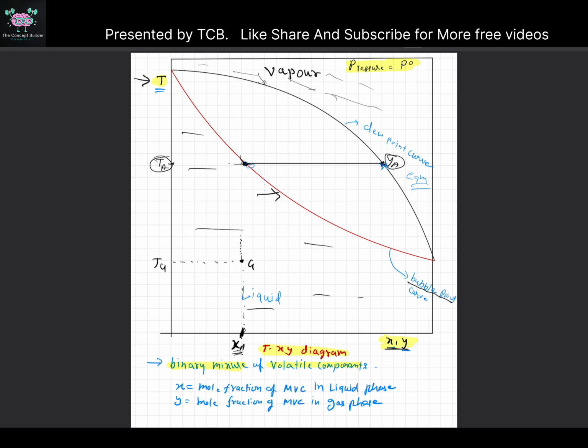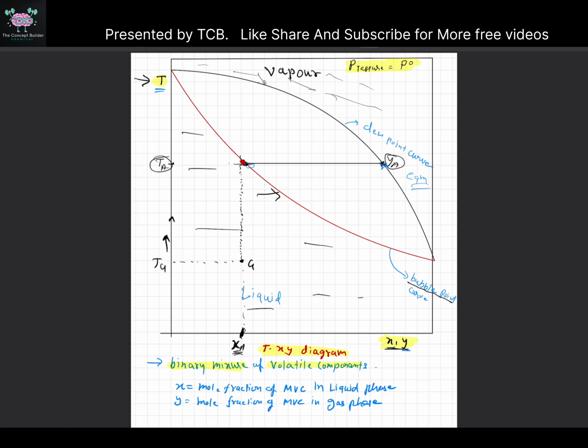Now what will happen if you keep adding heat? So you increase the temperature. Okay, so you move along this axis, you increase the temperature. As you increase the temperature, the mole fraction will remain the same, because you are only heating the liquid. There is no addition or removal of any component, but you keep heating, until you reach this point, which has been marked by red.